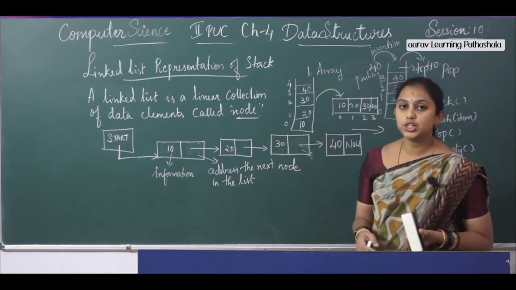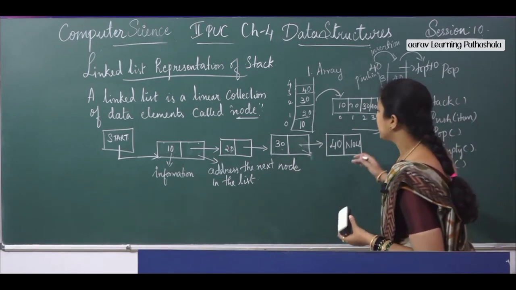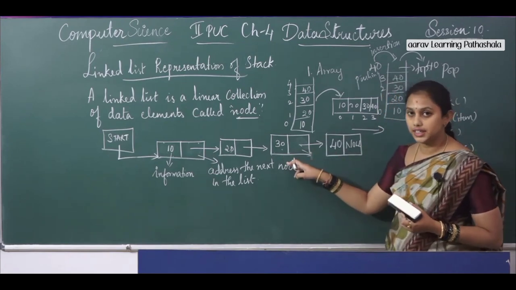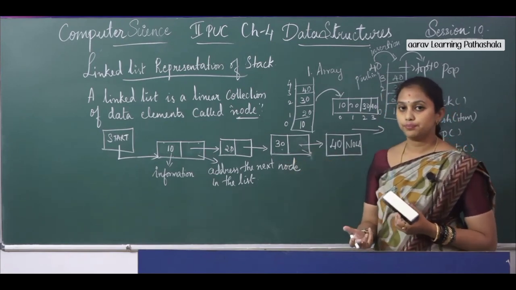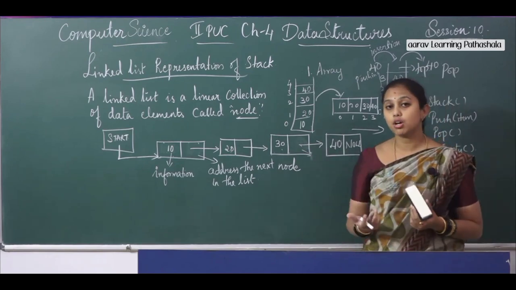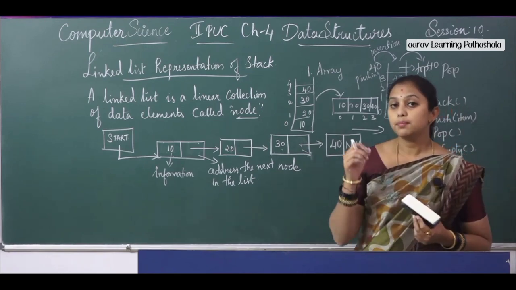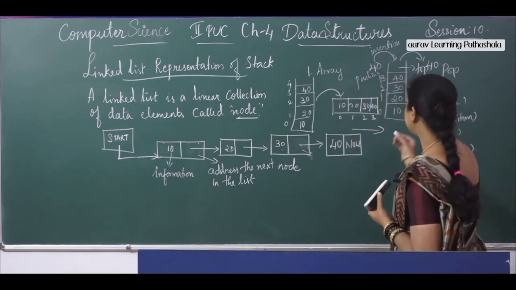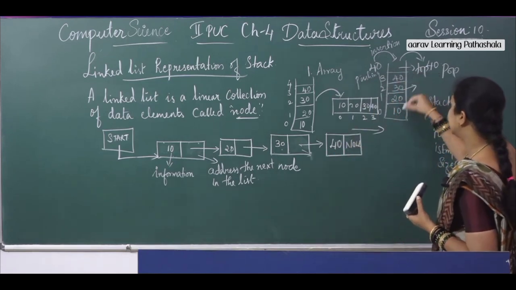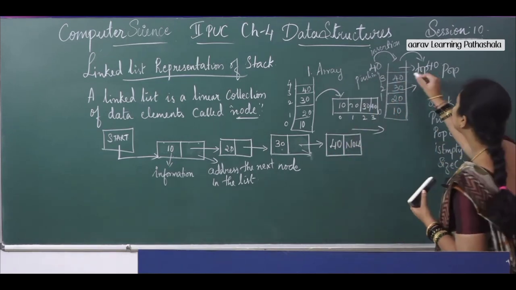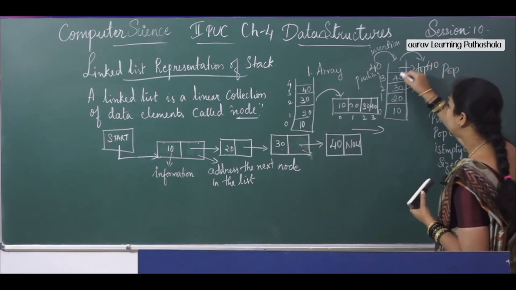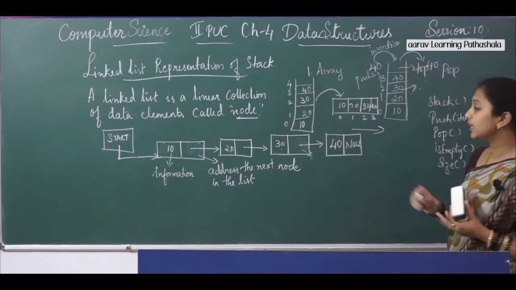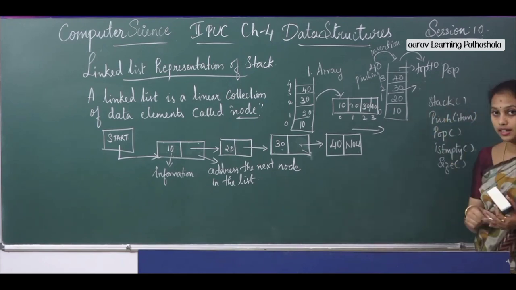When it comes to deletion operation, if I want to delete an item called 30, how to delete? In a stack, it is not possible to delete the middle item. So while deleting item 30 from the stack, first I have to pop out element 40, then I have to pop out element 30 from the stack.